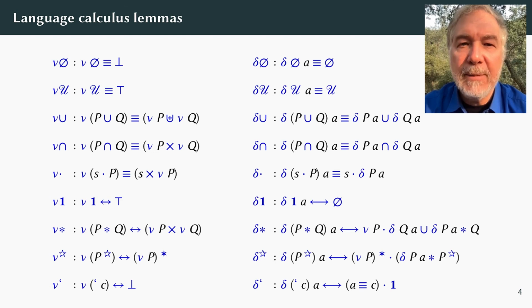The style of these lemmas is significant. Each one reduces nu or delta of a standard language construction to nu and or delta of simpler constructions. The computable implementations that follow and their full correctness are corollaries of these lemmas.